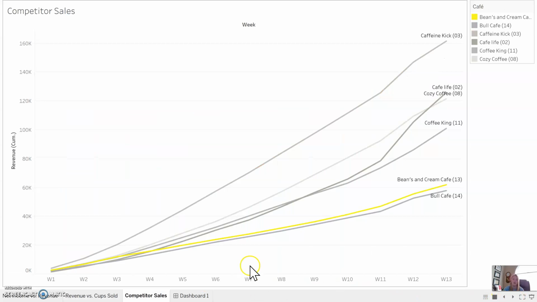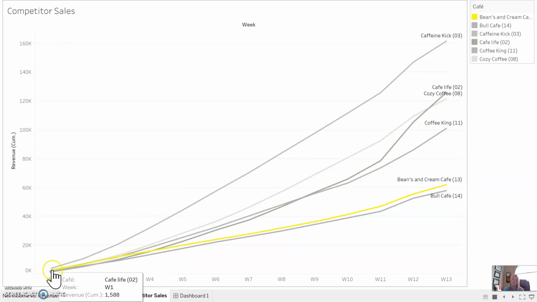And on the final graph, it shows the competitors' sales, and it compares them to ours. Ours is the yellow line, which is for Beans and Cream Cafe. As you can see at the end, our revenue was only $61,958, while something like Caffeine Kick made $161,536, which is quite significantly more than ours.